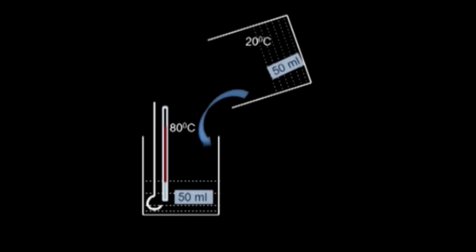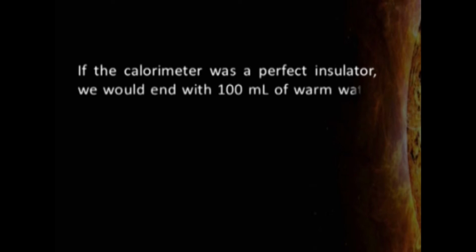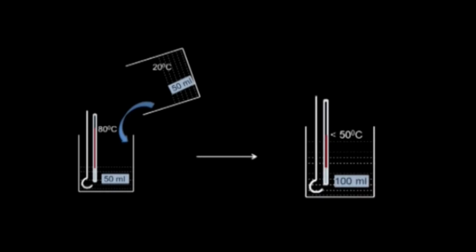Now hot water will transfer heat to cold water. As we have added the same amount of water, or the same mass of water, and the specific heat of hot water and cold water is the same, the temperature change for hot water and cold water must be the same. If the calorimeter was a perfect insulator, we would end with 100 ml of warm water at 50 degrees Celsius. But in a typical experiment like this, we would end with warm water at a temperature less than 50 degrees Celsius. Say it is 40 degrees Celsius.